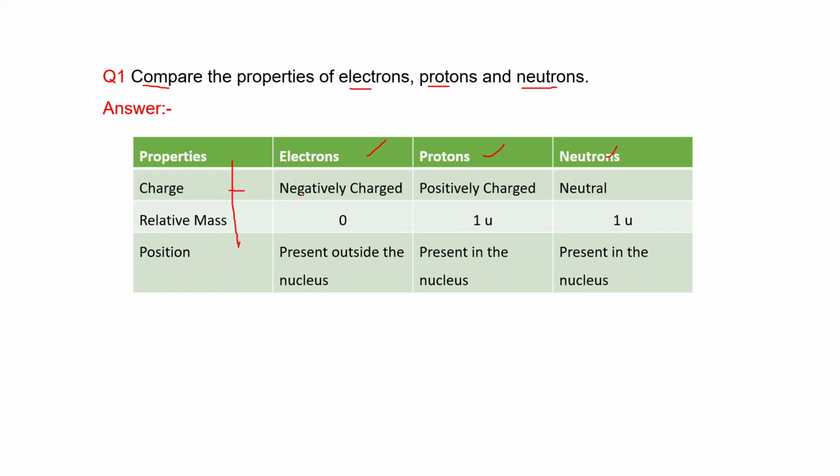Charge: electrons are negatively charged, protons are positively charged and neutrons are neutral, no charge. Relative mass: mass of electron is negligible. That's why if we compare the mass of electron with proton and neutron, we can write it 0. Relative mass of proton is 1 u and relative mass of neutron is 1 u. Position: electrons are present outside the nucleus, protons are present in the nucleus and neutrons are also present in the nucleus.